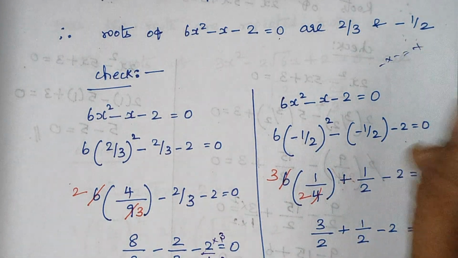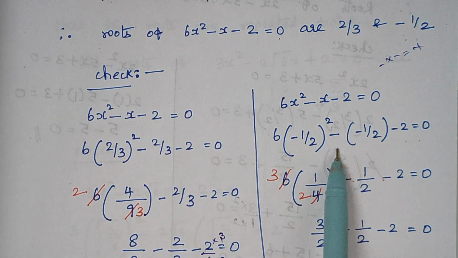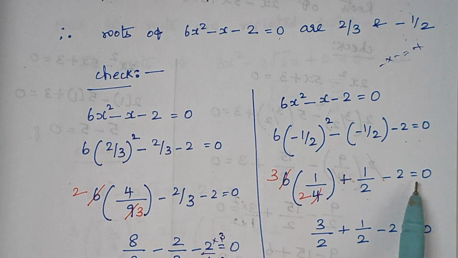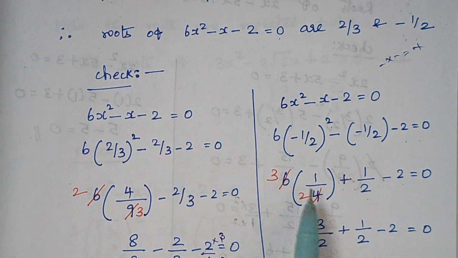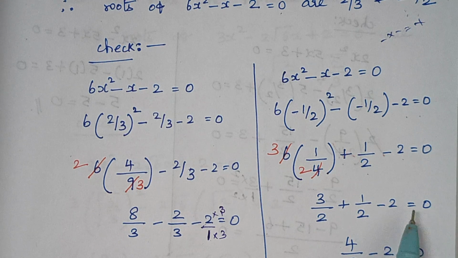Minus into minus is plus. So here 1 by 4, and here again minus into minus is plus, therefore plus 1 by 2 minus 2 is equal to 0. Again 6 and 4 we are cancelling by 2. So 2 2s are 4 and 3 2s are 6. So here we have 3 by 2 plus 1 by 2 minus 2 equal to 0.